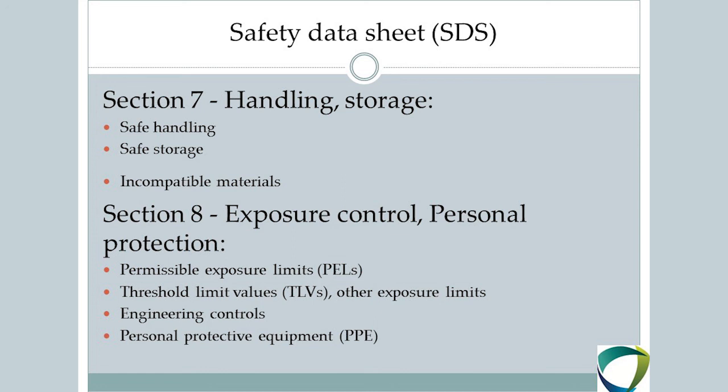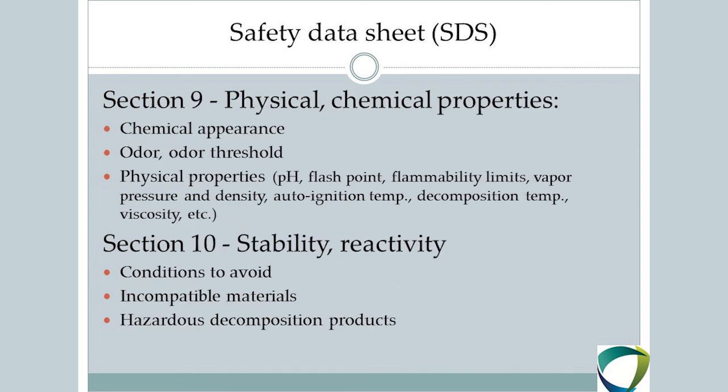It lists precautions for safe handling and storage, including any incompatibilities. Section 8 discusses exposure controls and personal protection. It will list OSHA's permissible exposure limits, threshold limit values, and other recommended exposure limits. It will discuss appropriate engineering controls as well as personal protective equipment. Section 9 discusses the physical and chemical properties of the hazardous chemical. Section 10 discusses stability and reactivity of the hazardous chemical. It will discuss incompatible materials, conditions to avoid, and the possibility of hazardous reactions.